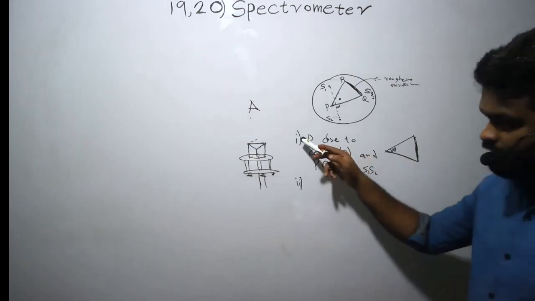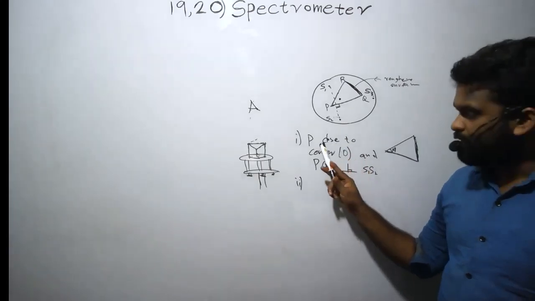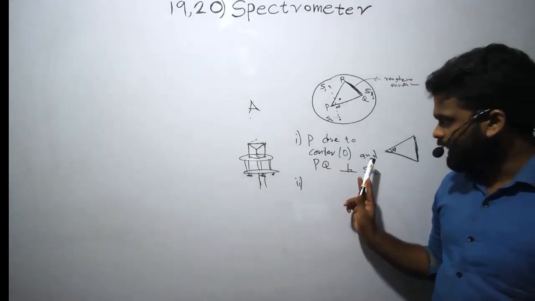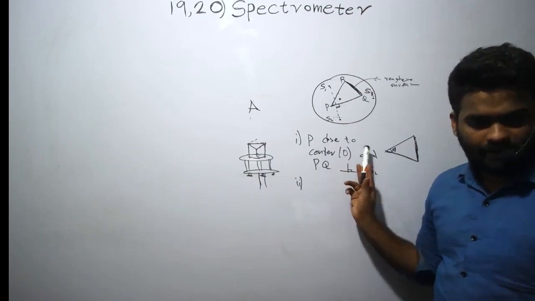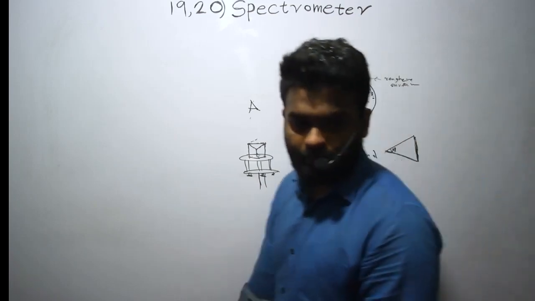Right, so the first point: P close to the center O and PQ perpendicular to S1S2. Write that down, first point.